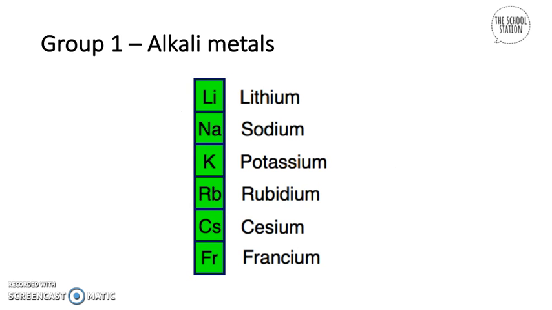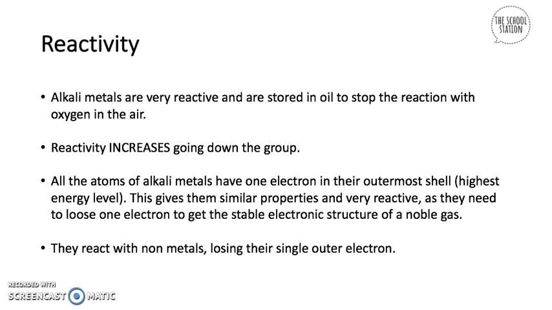So first of all, we actually have to look at the group itself from the periodic table. Alkali metals have 6 elements: lithium, sodium, potassium, rubidium, cesium, and francium. In the periodic table, these will already be mentioned, so you probably don't have to memorize these if you have a periodic table during the exam. But as you can see, these are the 6 elements that alkali metals are. Now we're going to be talking about their reactivity.